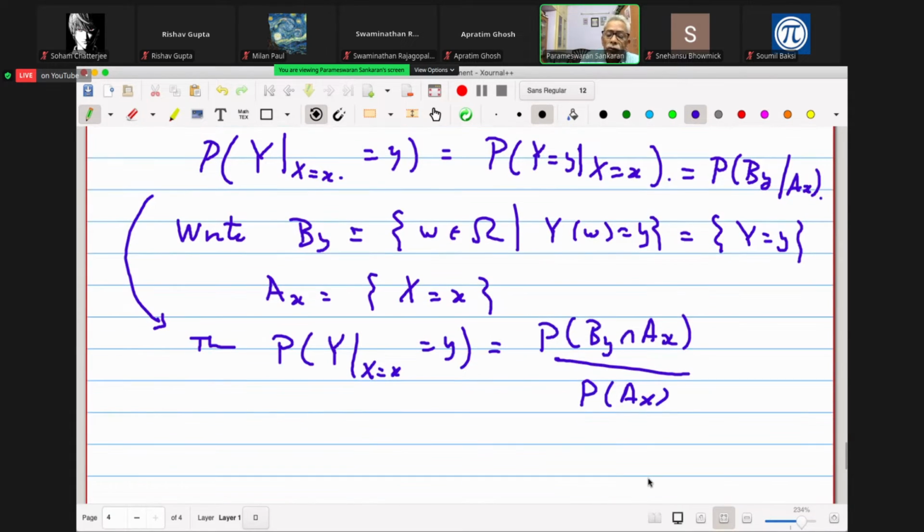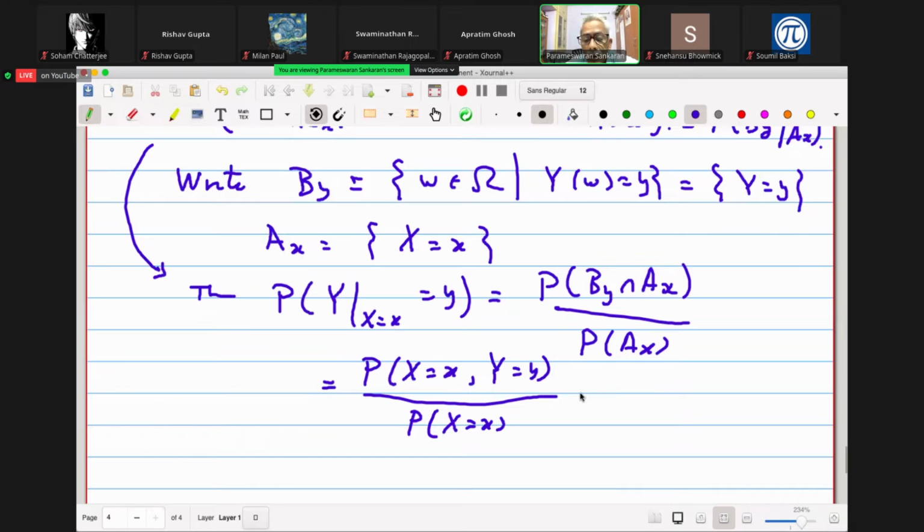And now what is this? This is equal to exactly the probability that X equals x and Y equals y, divided by the probability of A_x, X equals x. We will come to the denominator, but the numerator is easy to write. This is equal to f_XY of x comma y divided by the probability of X equals x.